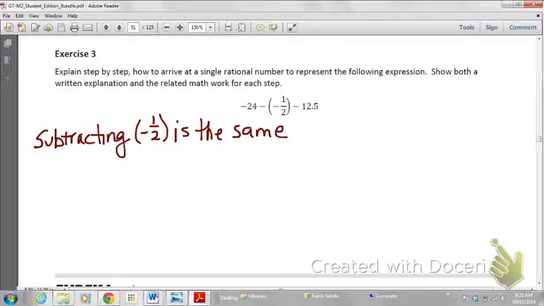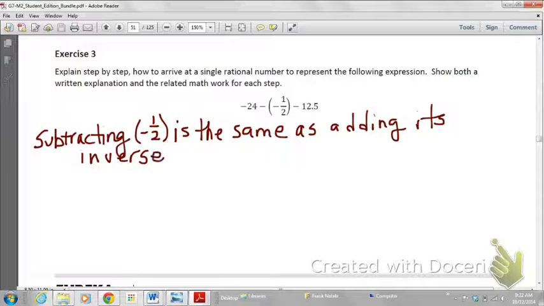So it's the same as adding its inverse. And again, you remember what the inverse is. Any number's inverse is just the opposite of it, and 1/2 would be the opposite of negative 1/2.